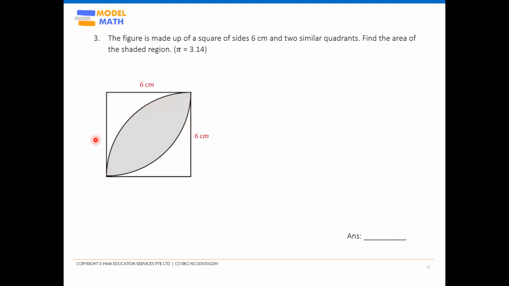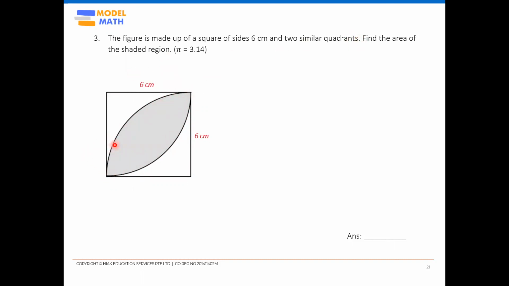As you can see, the two quadrants are overlapping each other to form this leaf-looking shape here, and we call this a petal shape. The shaded region, we call that petal shape because it looks like a flower petal. Okay, now, how do I find the area of this shaded petal?